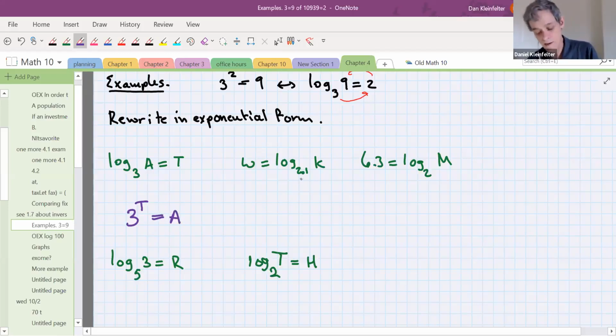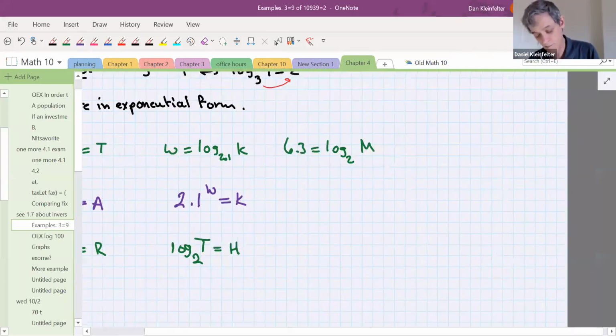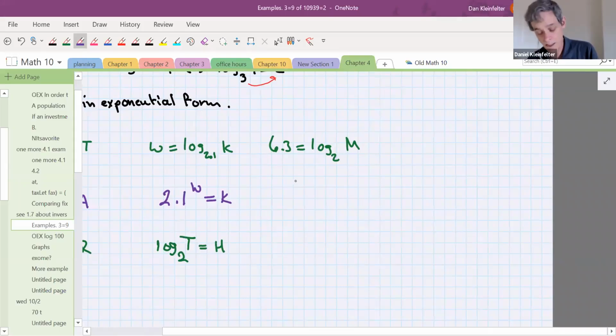Let's try that again. The base 2.1 logarithm of k will equal w. So here our base is 2.1. We'll raise that to the w power to get k. Base 2 this time. 2 raised to the 6.3 power equals m.